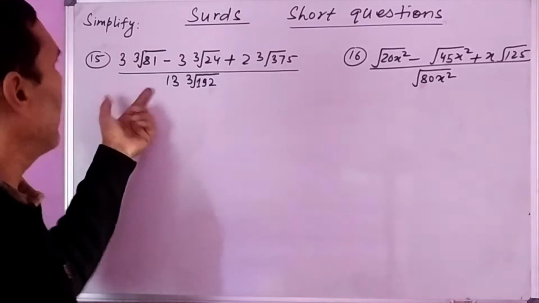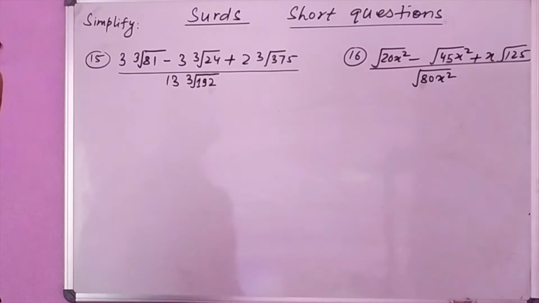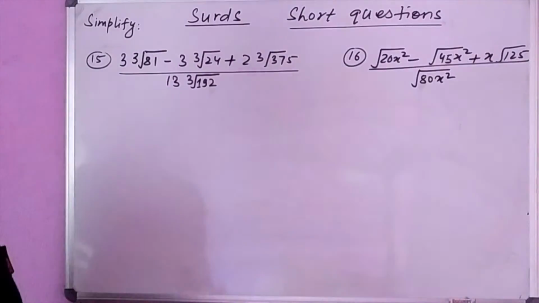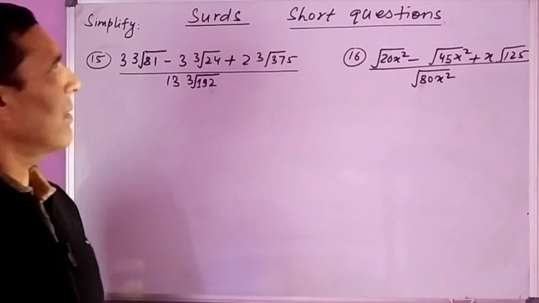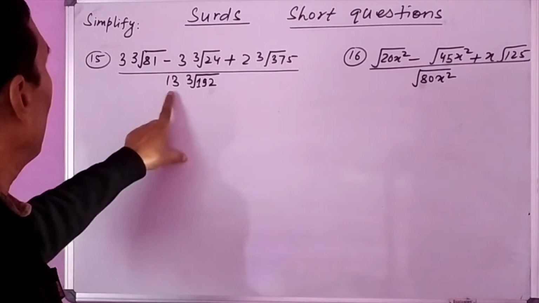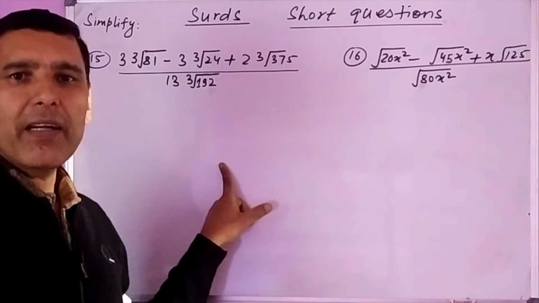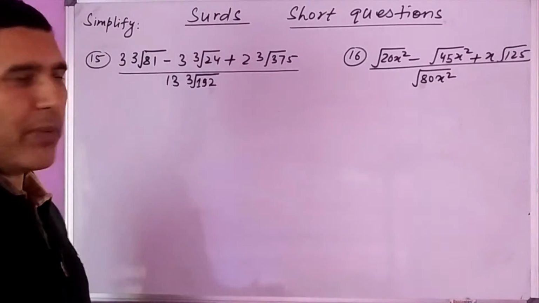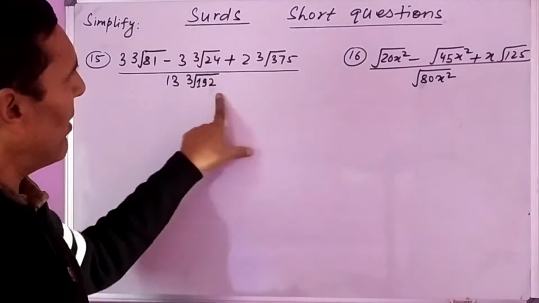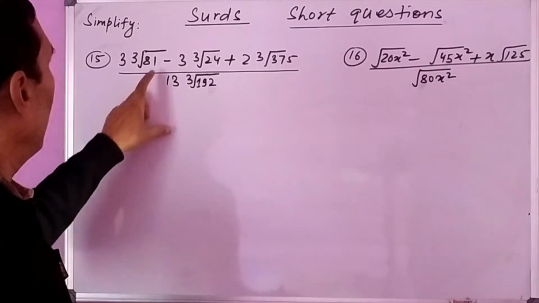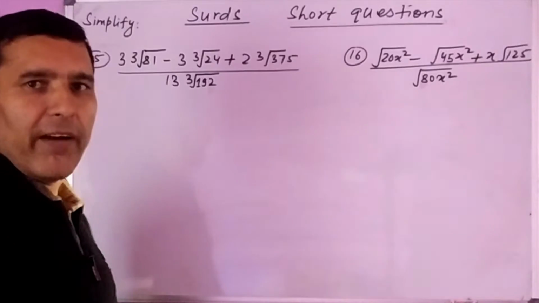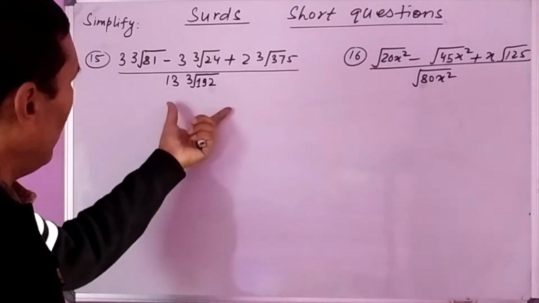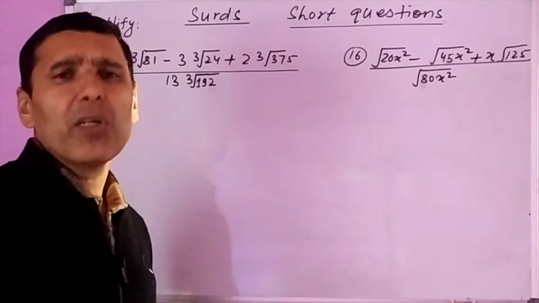Now our question number 15 is 3 cube root of 81, minus 3 cube root of 24 plus 2 cube root of 375, whole upon 13 cube root of 192. To simplify this type of surds, you can see these surds are not the same, because the radicands are different. It is 81, 24, 375, and in the denominator the radicand is 192. Having different radicands like this, you cannot do anything.